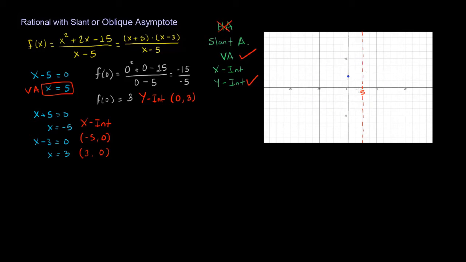It will be negative 5, 0 will be around here, and the 3, 0 will be somewhere around here. Let's say there it is. Now we got the vertical asymptote, the y and x intercepts, and now we are lacking to find the slant asymptote.